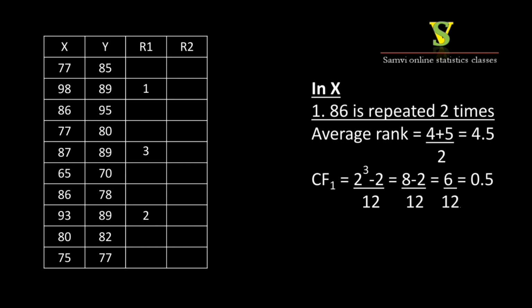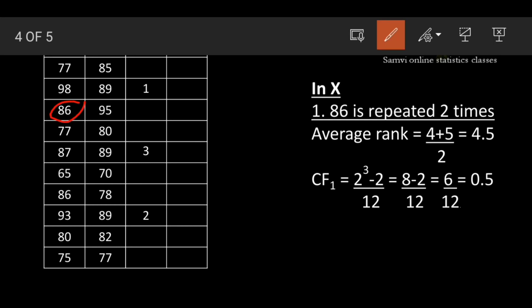Next is 86, right? 86 is here and also here. That means 86 is repeated twice. If the values are repeated, in such a condition we have to find the average rank. Understood? The next rank is the fourth rank, and the next value, if not repeated, would be the fifth rank. So 4 plus 5 divided by 2, you take the average, and you get 4.5. So in front of 86, you allot the rank 4.5.